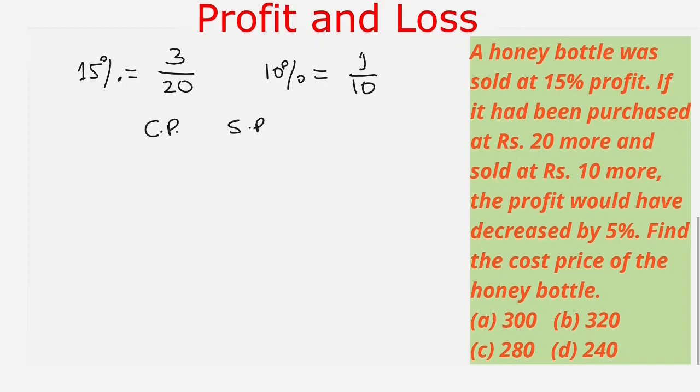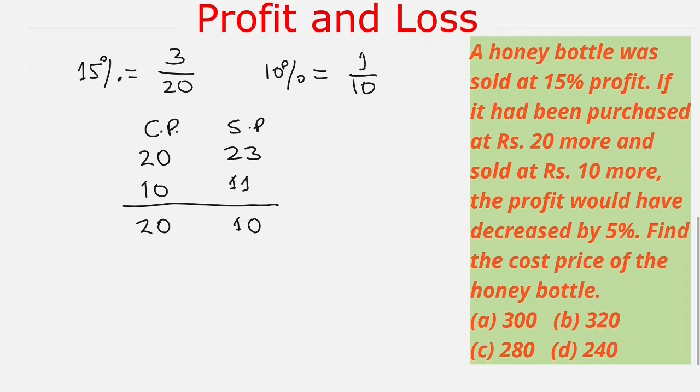Let our CP be 20, then on 20, 15% is 3 and the SP, or selling price, becomes 23. And later let our cost price be 10, then with 10% profit the selling price comes out to be 11. We had purchased at rupees 20 more, so we write 20 in the column of CP, and it was sold at rupees 10 more, so we write 10 in the column of SP.